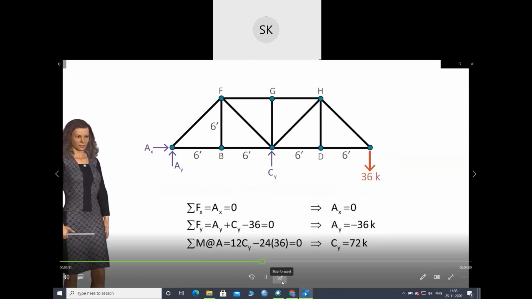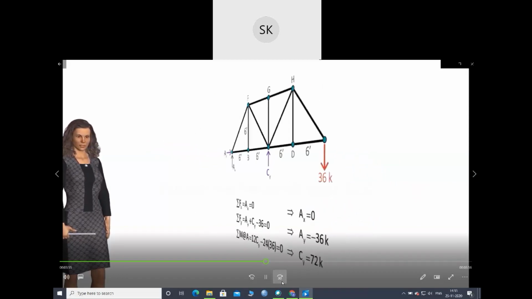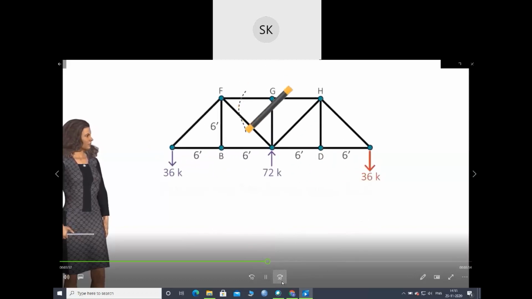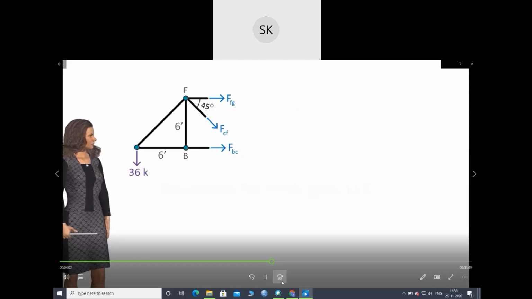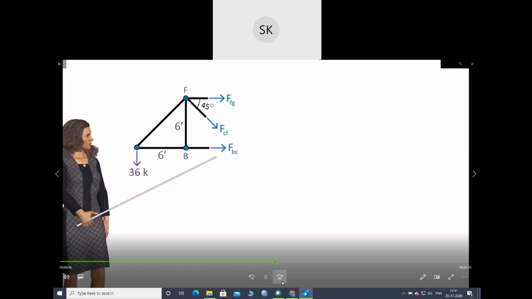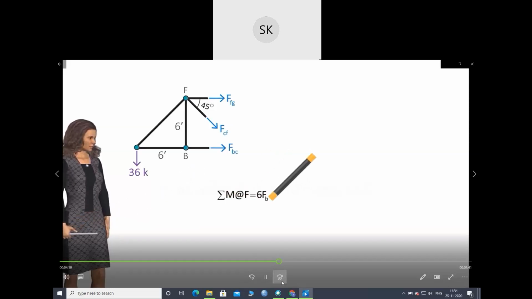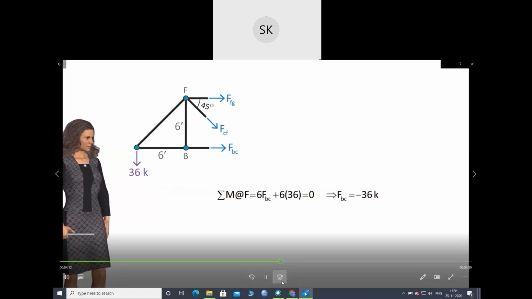Knowing the support reactions, we are now ready to apply the method of sections for determining the force in member BC. We cut the truss like this. Now we can use the equilibrium equations to calculate the unknown member forces. Since we are interested in determining FBC only, we can calculate that force by writing the moment equilibrium equation about point F. Solving this equation.